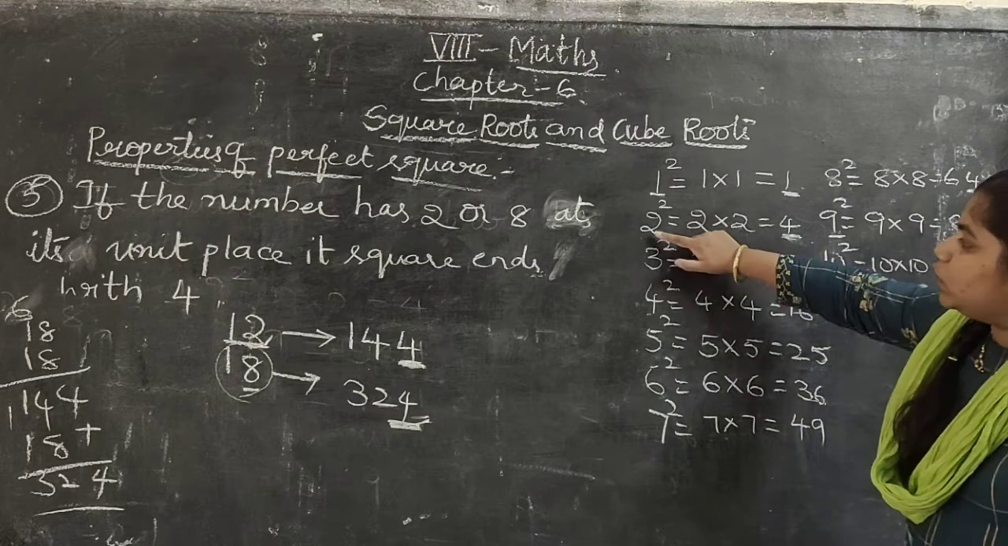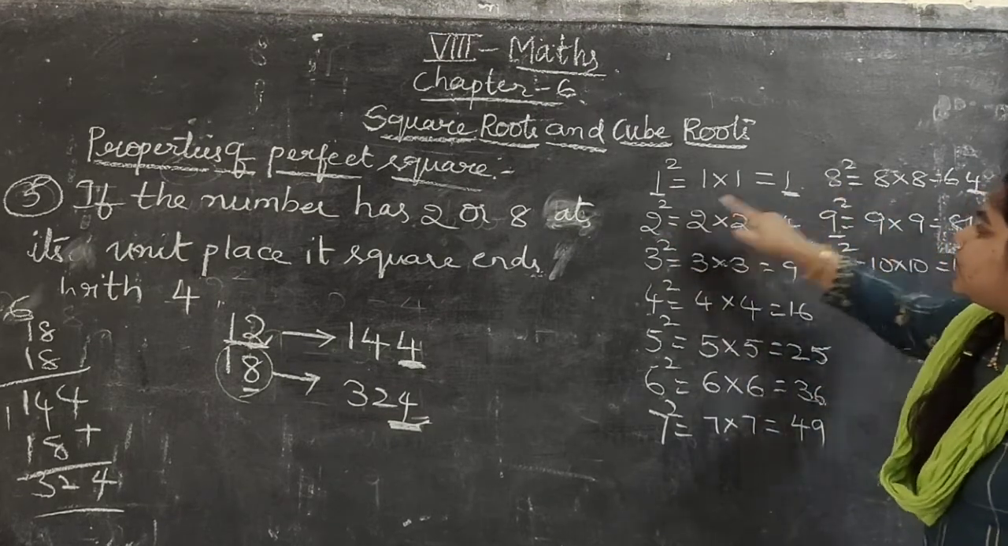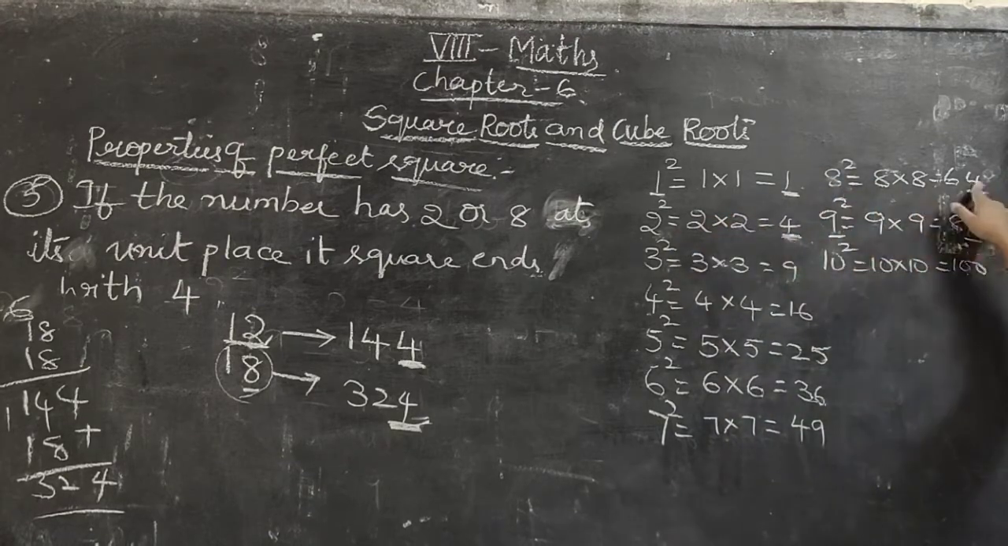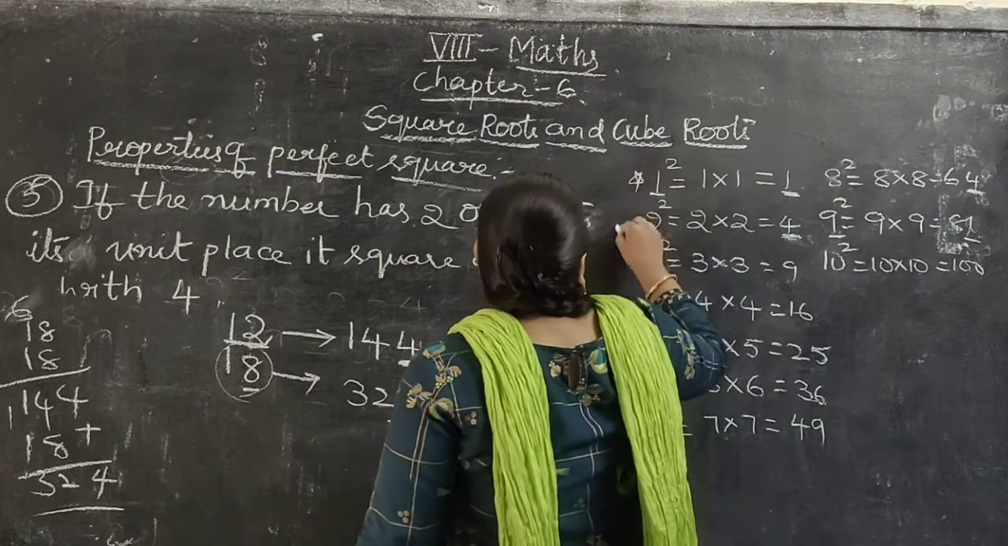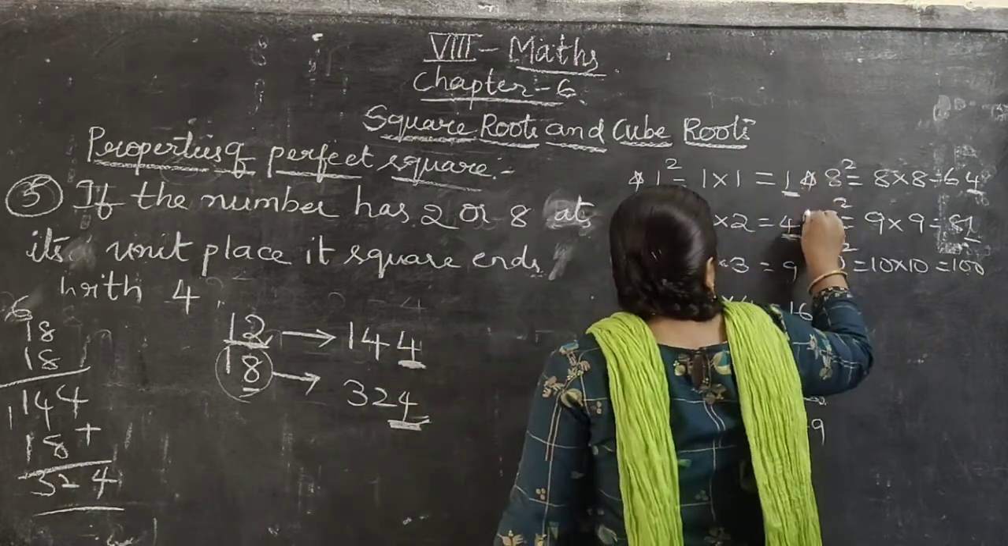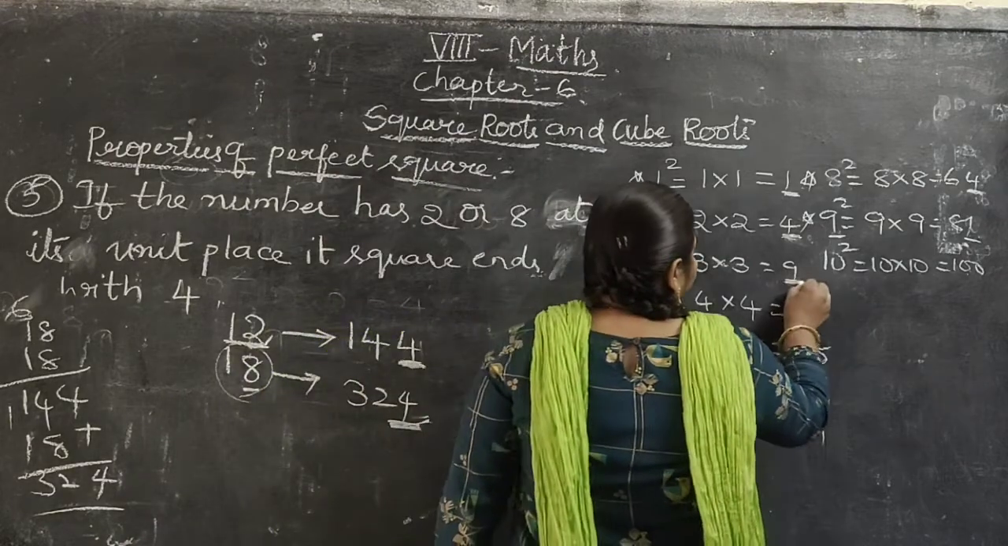If you have the units digit as 2 or 8, the square of the number always ends with 4 itself. Now this is completed. What are the remaining values? Here 9 is there. Where is another unit?